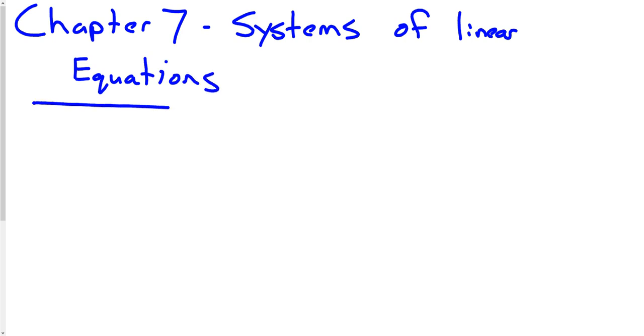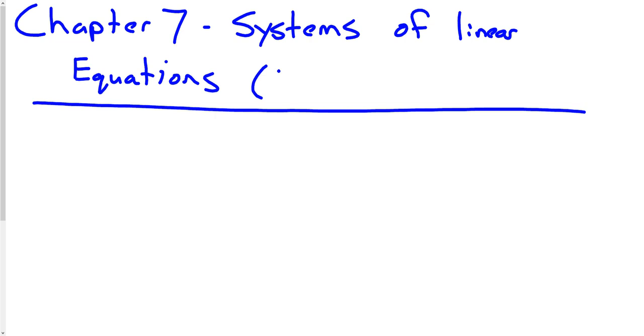All right, this is systems of linear equations. So what we're doing here is we're going to solve 2 equations at one time.